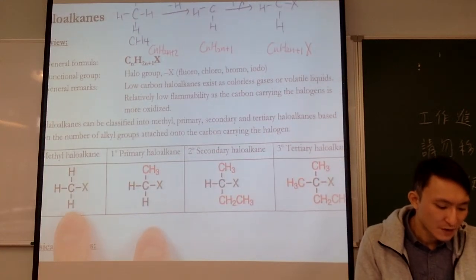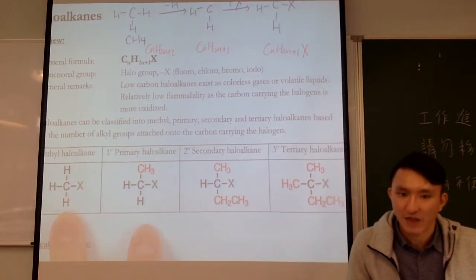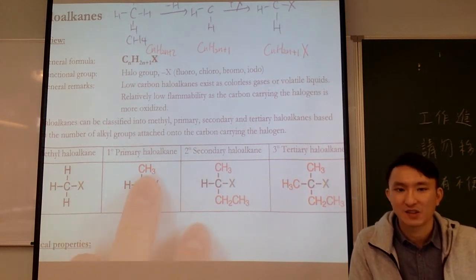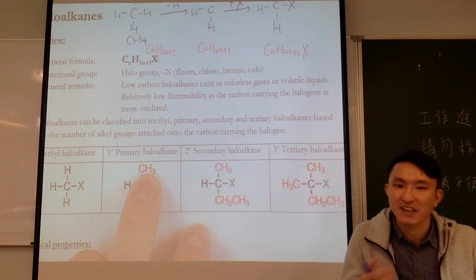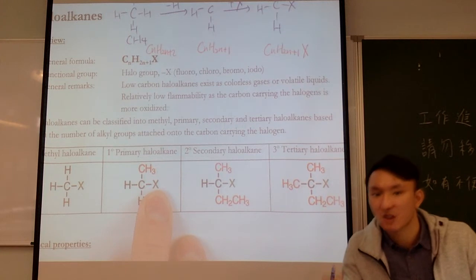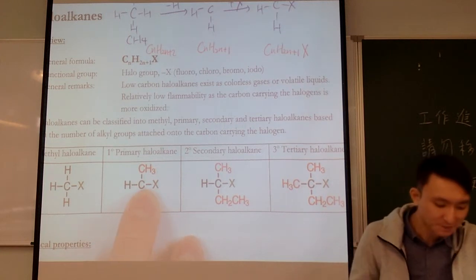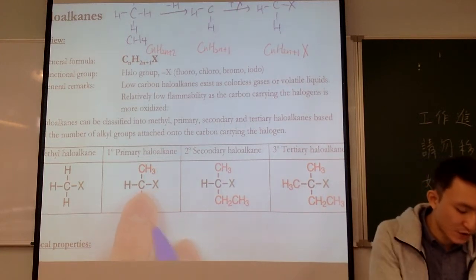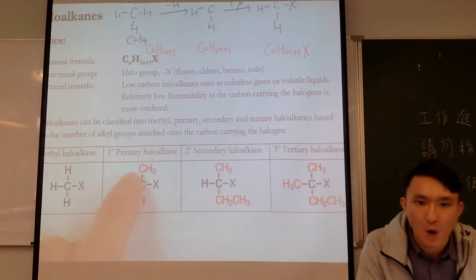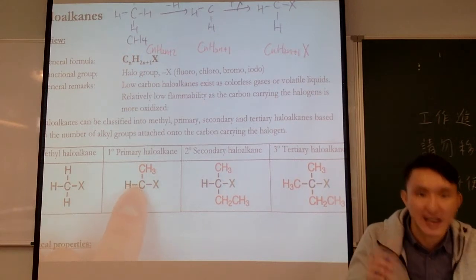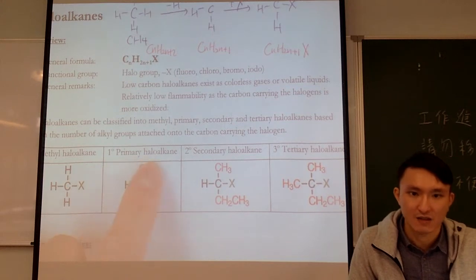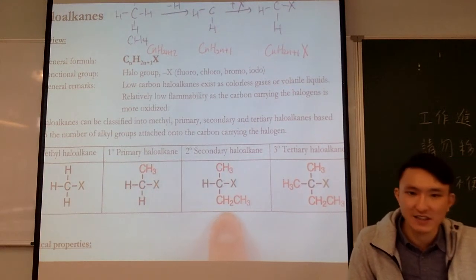Now we have four types of haloalkanes, and you can basically tell they are different from each other by the number of alkyl groups attached to the carbon where the halogen is also attached. Okay? Now, if you look at this one, you will see there is one alkyl group attached to the halo carbon. So this one is referred to as primary haloalkane. Similar idea goes for here.